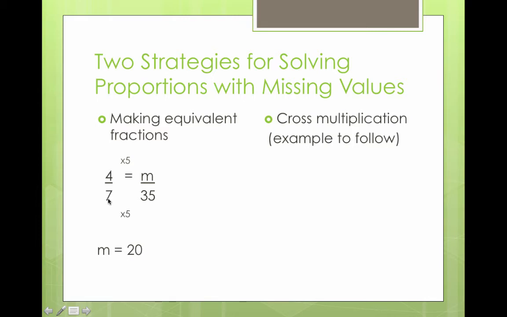So since you're given the 7 to 35, you can multiply 7 times 5 to get 35. And whatever you do to the bottom, you do to the top. So this means that you would do 4 times 5, and you would get m equals 20. Now the other strategy that you could use is cross multiplication, and we're going to do an example with that next.